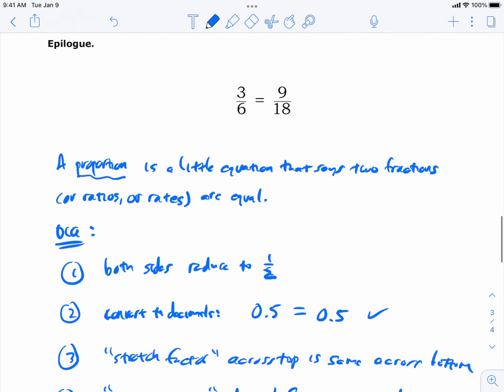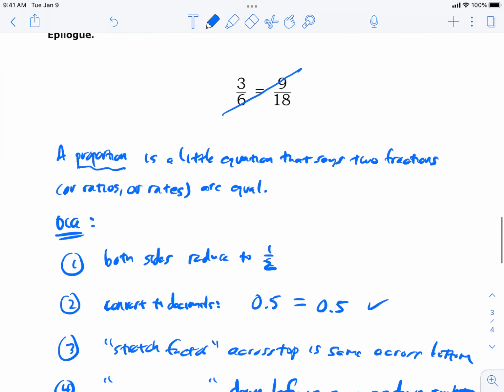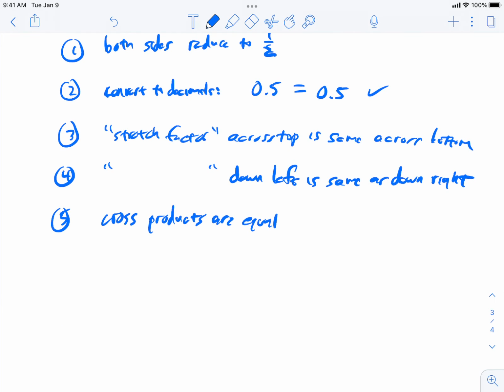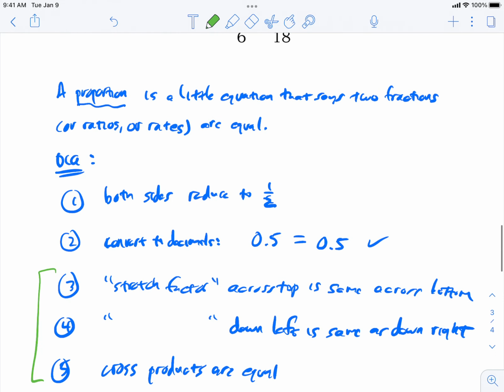And we can see that again by just going, well, what is 6 times 9? 6 times 9 is 54. What is 3 times 18? Well, it turns out it's 54. So the cross products are always equal. And so if you look at it, we've got 3 different ways to solve for a missing number. And that's what solving a proportion is really all about.